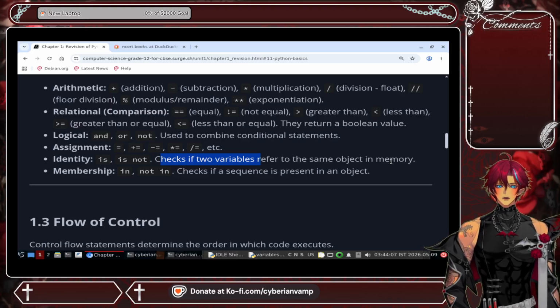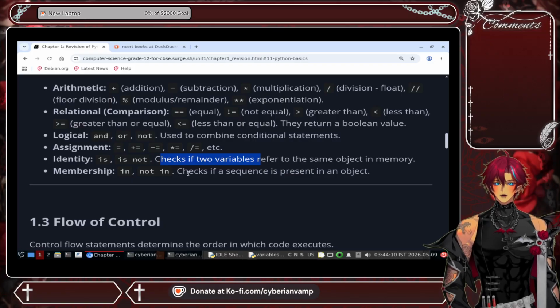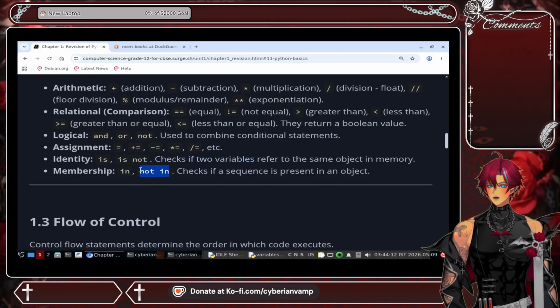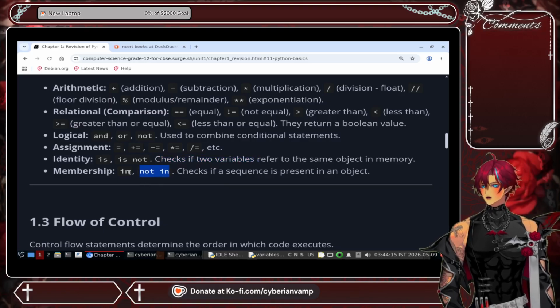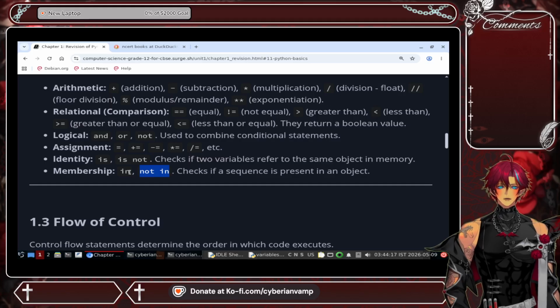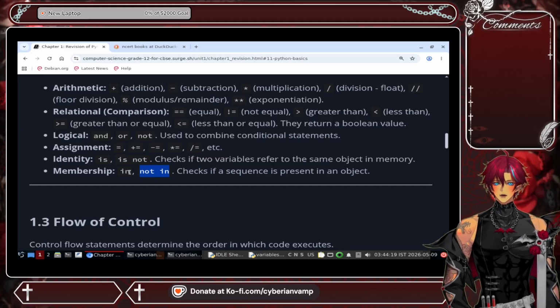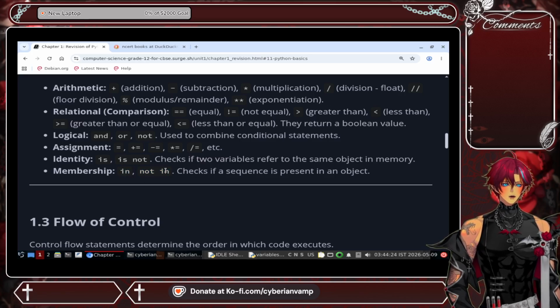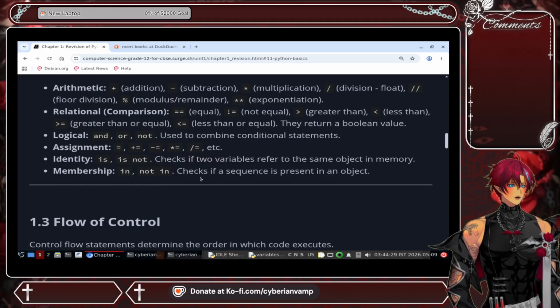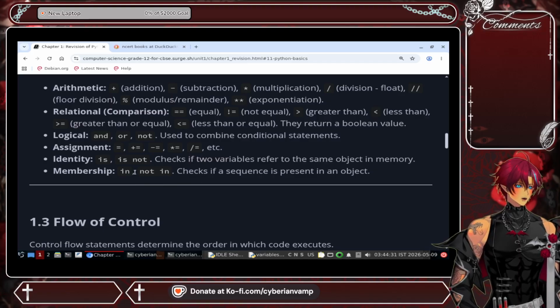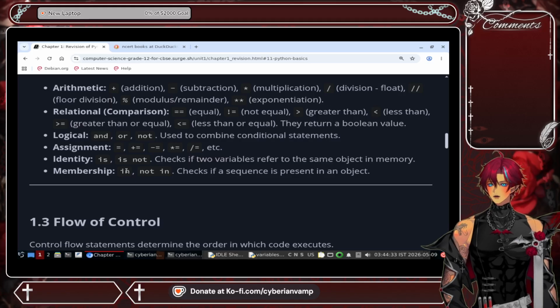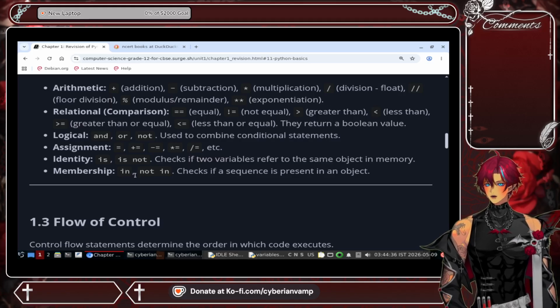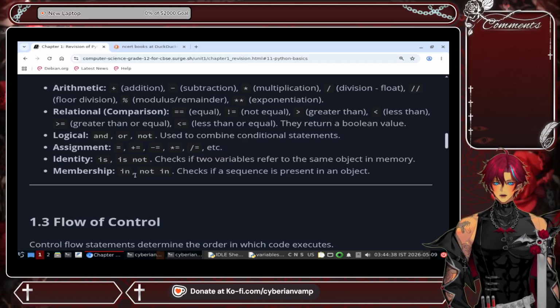So now next is your membership. Membership is in and not in, which is pretty evident in what it means. It checks whether the first operand, which is the left hand side operand, is equal to your right hand side operand. Sorry, not equal to. My apologies. The left hand side operand is a member of the right hand side operand.